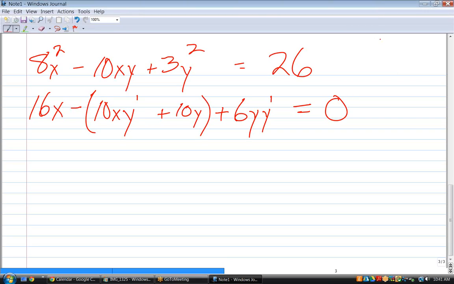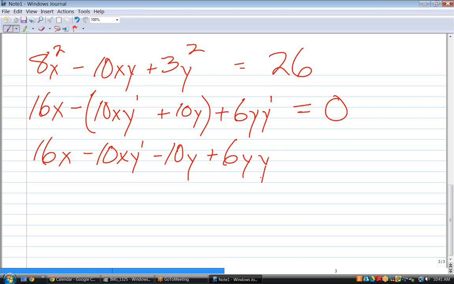Somewhat tricky. First of all, let's remove the parentheses. So what's the next line going to read? So 16x minus 10xy, 10xy prime. Yep. Minus 10y. Plus, yeah, 6y, y prime.